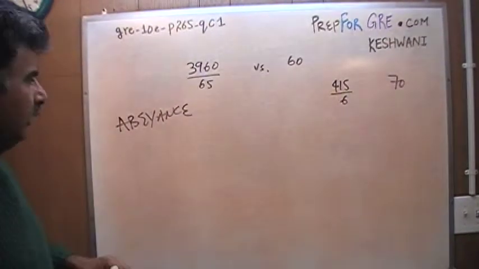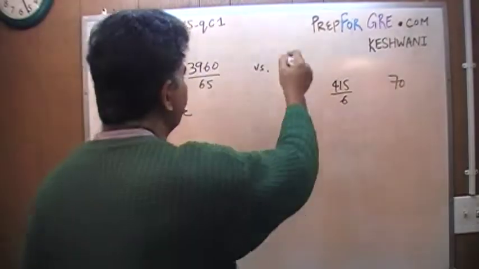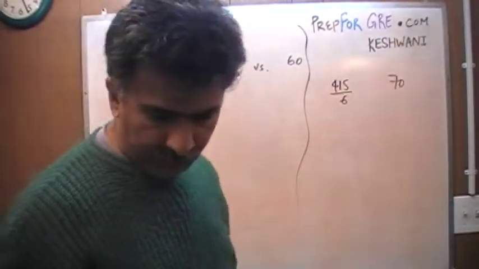If you don't know, look up the word and learn it. A, B, E, Y, A, N, C, E. Let's keep it in abeyance. We'll work on this for a second.